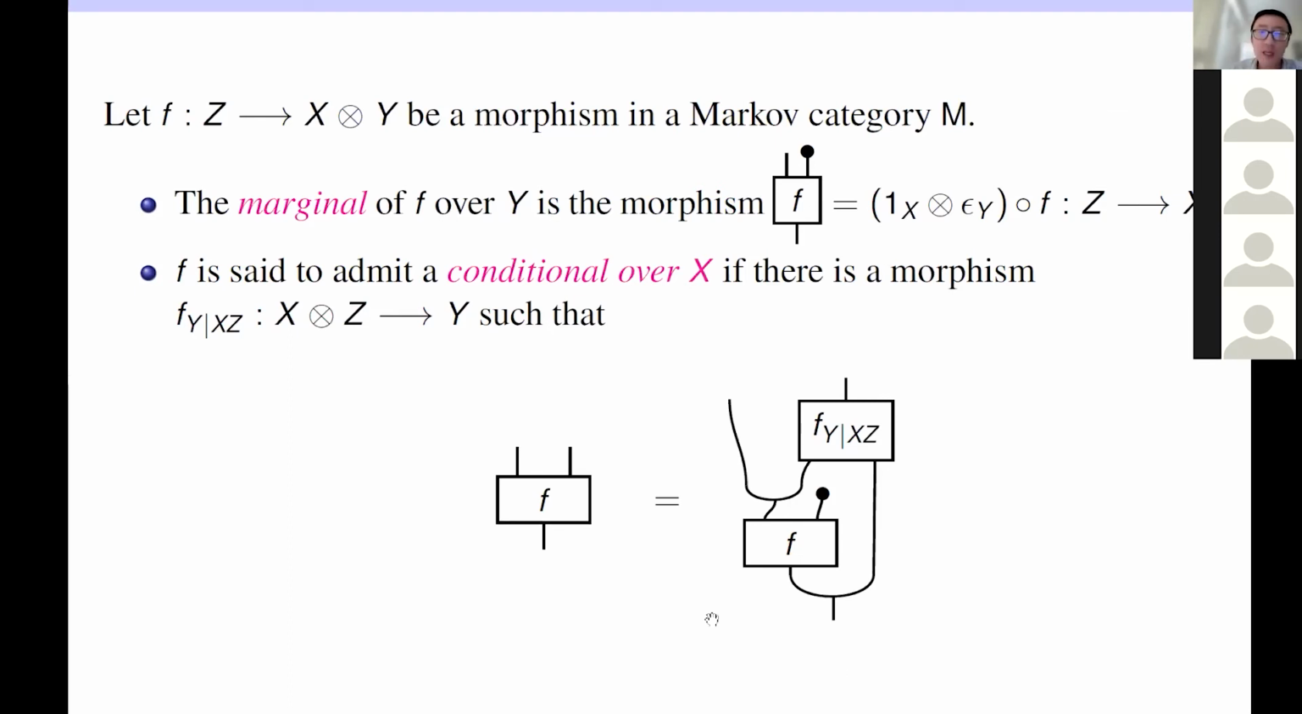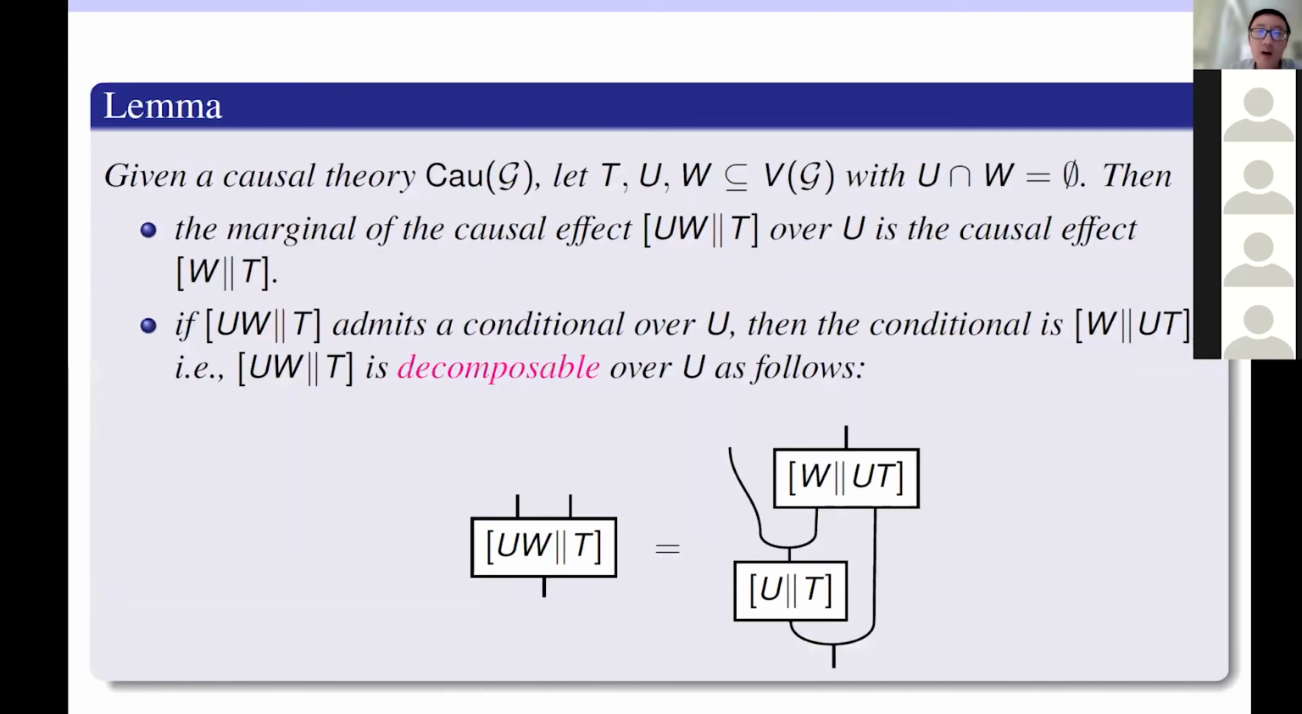Actually, let me show you our main result. Basically, for these causal effect mechanisms, we can define some significant notions. Here is one notion: a causal effect sometimes may be so-called decomposable over a variable. Just look at this figure. What this figure means is that the causal process from T to UW can be decomposed in this way. You first take the marginal of this process from T to U. So you first generate U from T, and then together with T and U, you generate W. So the whole process from T to UW can be decomposed in this way.